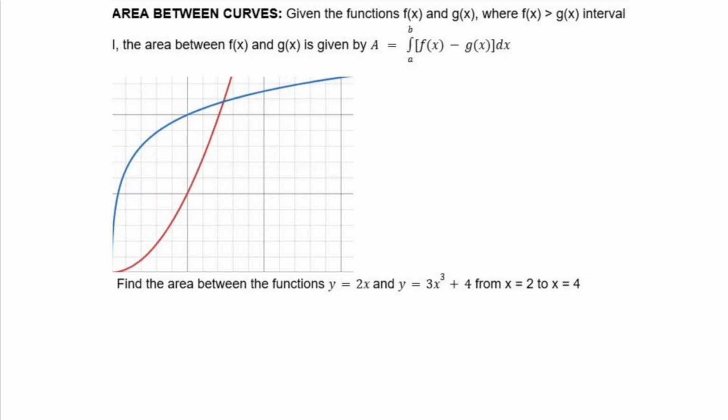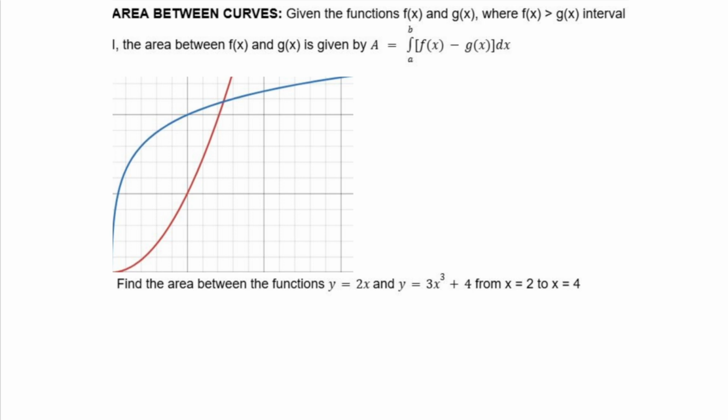Okay, so let's now talk about the area between two curves. So given the functions f of x and g of x, where f of x is greater than g of x on the interval I, the area between these two curves will be the area equals the integral from a to b of f of x minus g of x.